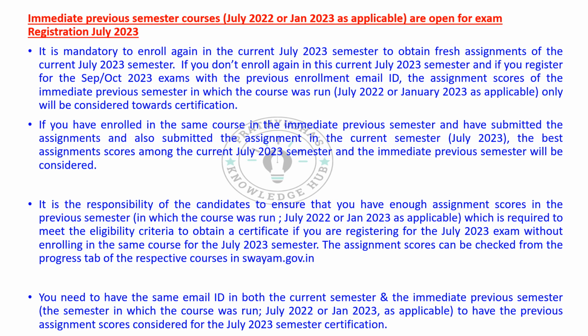So yes, you can write the end exam directly. NPTEL team will consider the assignment score which you have written in the previous semester. If you want to write the assignments again, it's your wish. You can write assignments again and you can get a good score. But note this point: at the last, the NPTEL team will consider the best score among the previous and present semester assignments. So previous semester assignment score can be checked from the progress tab of your respective course in swayam.gov.in.